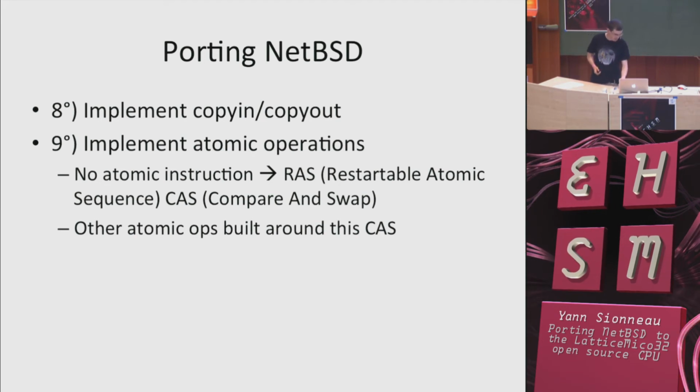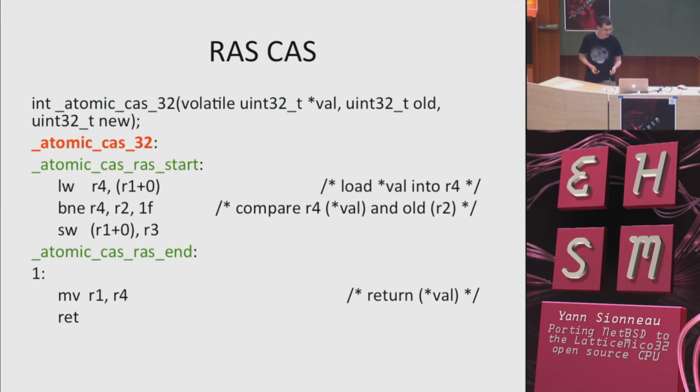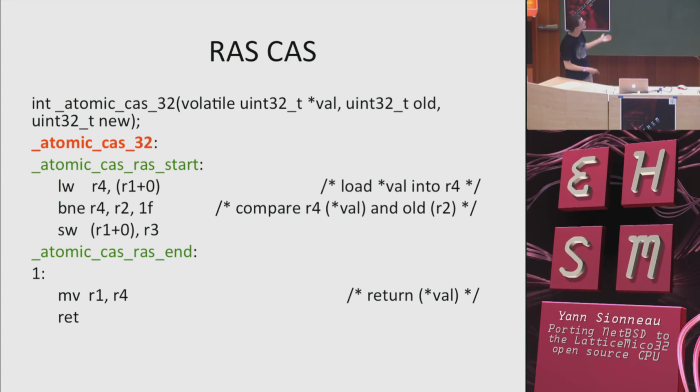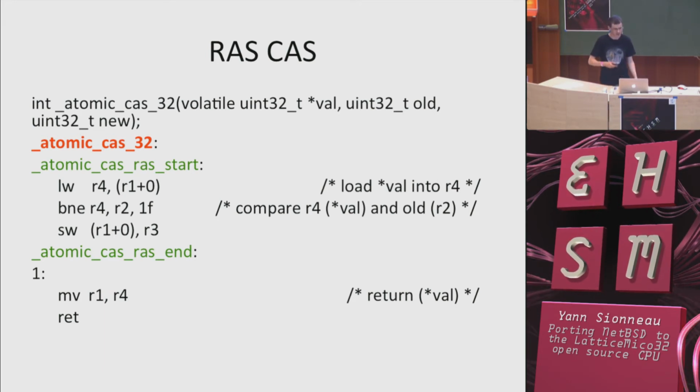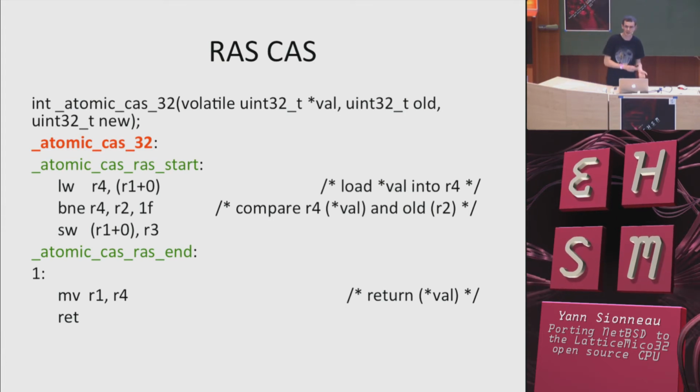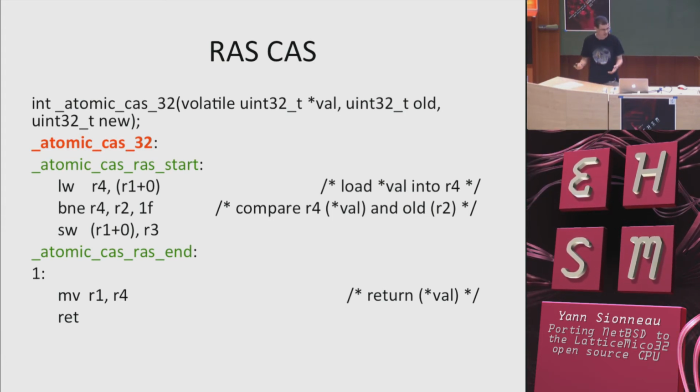So what is a restartable atomic sequence? Basically, the principle is, so that's the entire implementation of the compare and swap in LatticeMico32. So you can see there are 5 instructions: 1 load, 1 branch, 1 store, 1 move, and 1 return. So it's not atomic at all, which means that in the middle of this function, there could be an interruption, and the CPU could go do something else, and then want to return. So that's bad, that's not atomic.